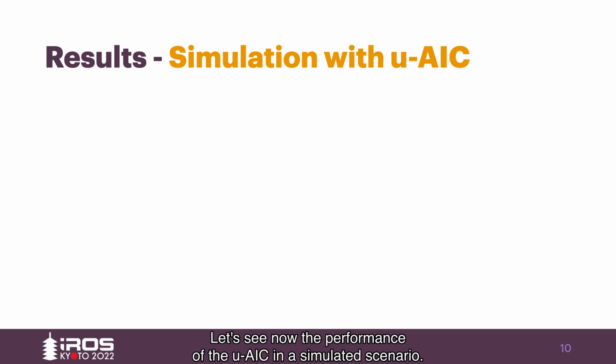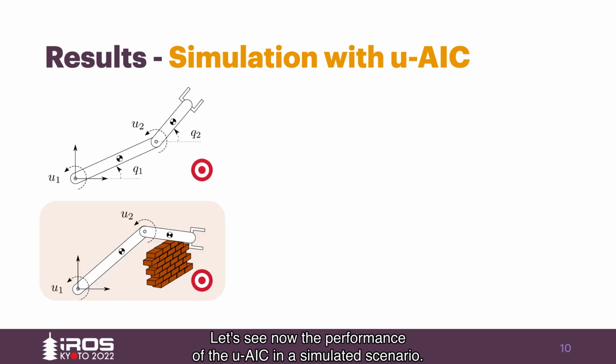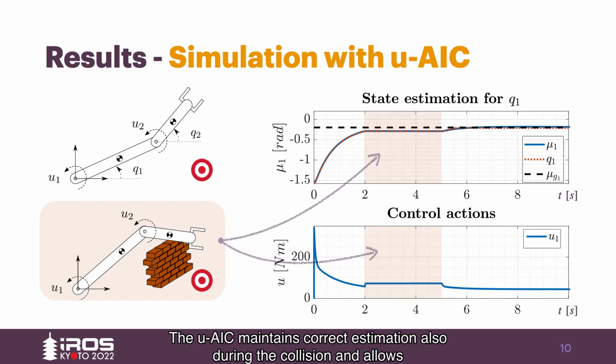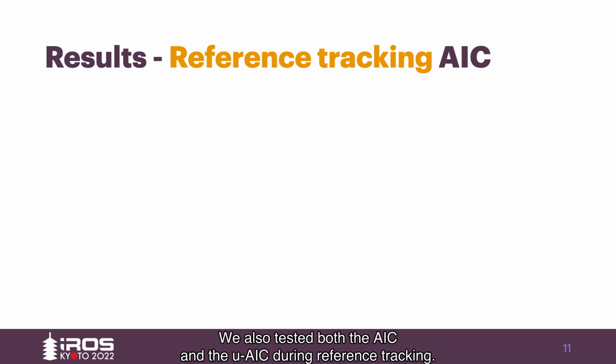Let's see now the performance of the u-AIC in a simulated scenario. This is the same scenario as before, where we want to reach the target, but we're blocked for some seconds. The u-AIC maintains correct state estimation also during the collision, and allows to safely limit the integral control action to avoid accumulating error. We also tested both the AIC and the u-AIC during reference tracking.